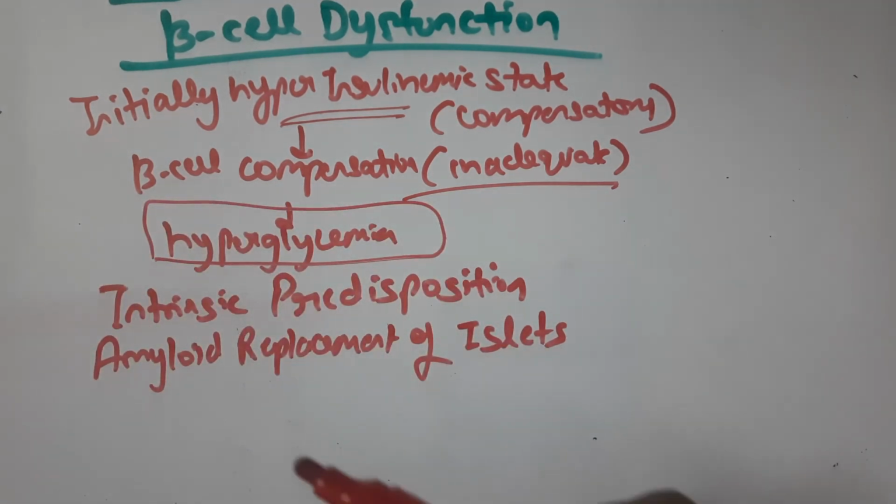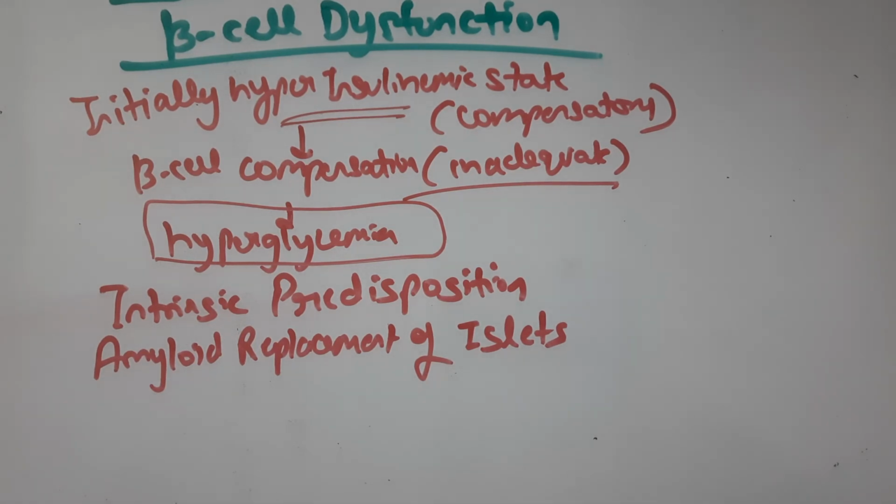Now there are 2 things. One is that there is an intrinsic predisposition to beta cell failure, which exists in humans and has been proven by allelic variants associated with the TCF7L2 gene, which is a diabetogenic gene. Variants of it have been seen, which create an intrinsic predisposition for beta cell failure.